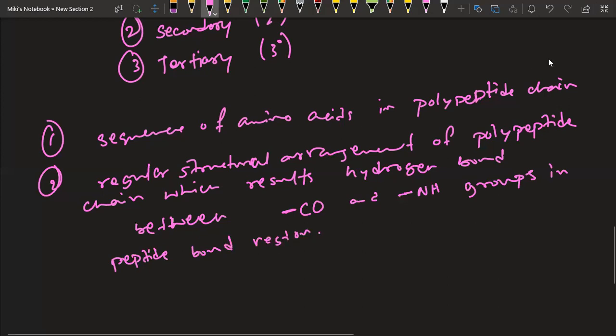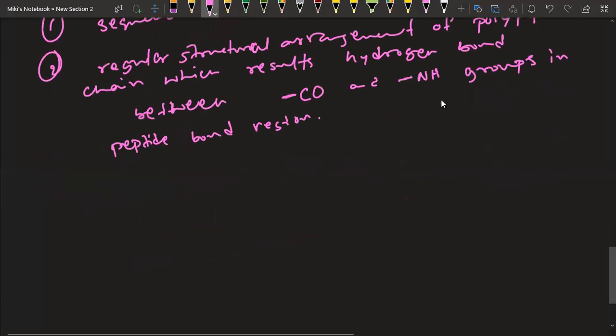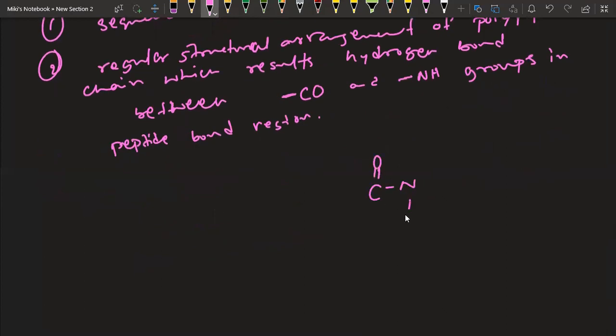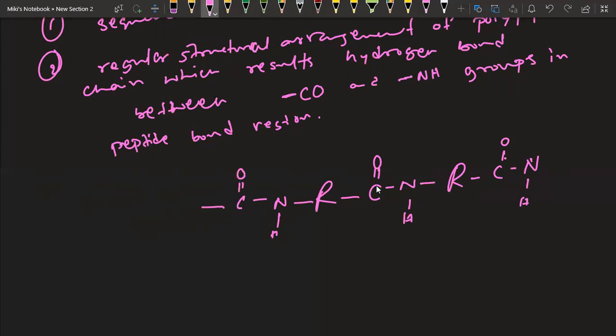Now, what do we have in the peptide bond? In a peptide bond, we have CONH, isn't it? We have this bond. That means if this is the chain, and here we have some other chain, let's say there are some other amino acid parts, and there's that CONH. This goes on. For simplicity, I'm just writing the peptide part.